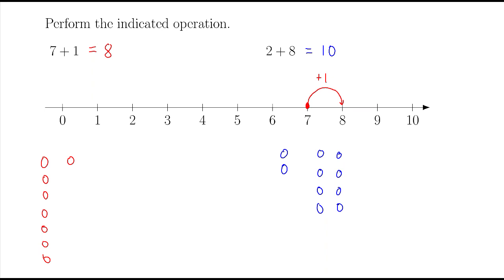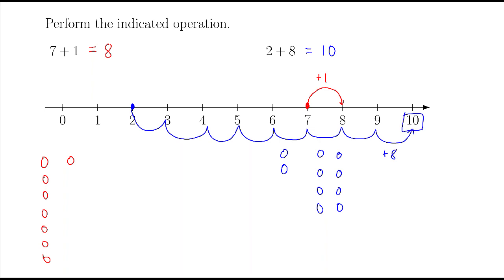Now, let's look at the 2 plus 10. I'm sorry, 2 plus 8. Okay, well, if we started off at 2 and we moved 8 spaces to the right, okay, we increased the value by 8. That would be 1, 2, 3, 4, 5, 6, 7, 8, right? So we moved 8 spaces to the right.